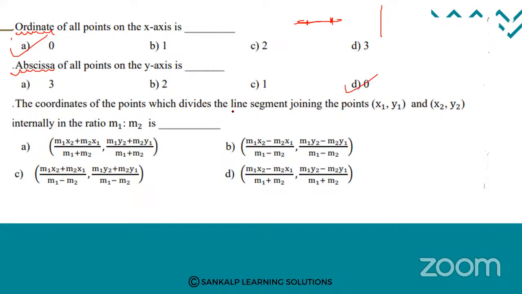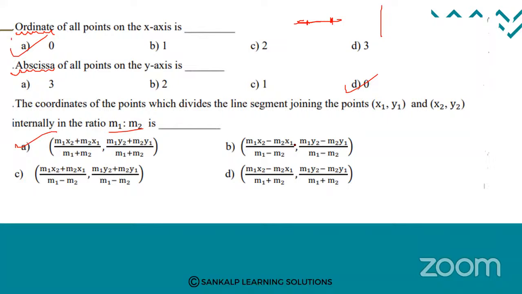Coordinates of the point which divides the line segment joining the points x1, y1 and x2, y2 internally in the ratio m1 is to m2. Which formula is correct here? m1 x2 plus m2 x1 divided by m1 plus m2, and m1 y2 plus m2 y1 divided by m1 plus m2. Which option is right here? Option A is right.